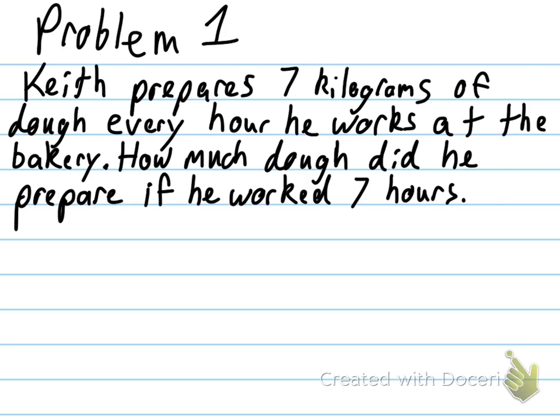So I'll show you here in problem 1. It says, Keith prepares 7 kilograms of dough every hour he works at the bakery. How much dough did he prepare if he worked 7 hours? So first off, I'm going to think about and underline those important words. Well, we know that he prepares 7 kilograms every hour. So actions like that, the amount, the number, the unit, those are important. Every hour is a rate of time. It's telling you how long they're doing it. So that's important.